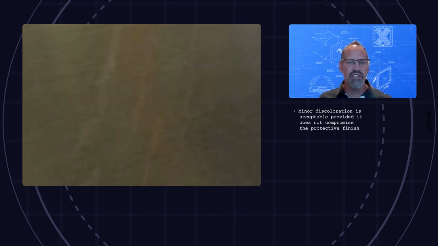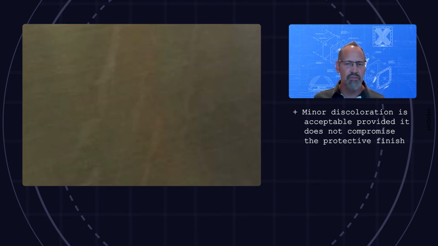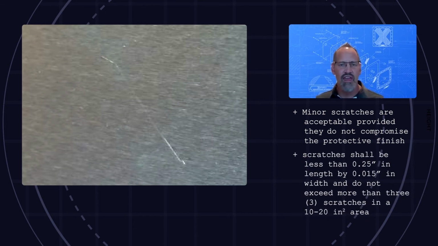This is acceptable when markings do not compromise the protective finish. In image 3, the minor discoloration is acceptable when it does not compromise the protected finish. Minor scratches like the one pictured are acceptable when they do not compromise the protected surface and measure less than 25 thousandths in length by 15 thousandths in width and do not exceed more than 3 scratches in a 10 to 20 inch squared area.